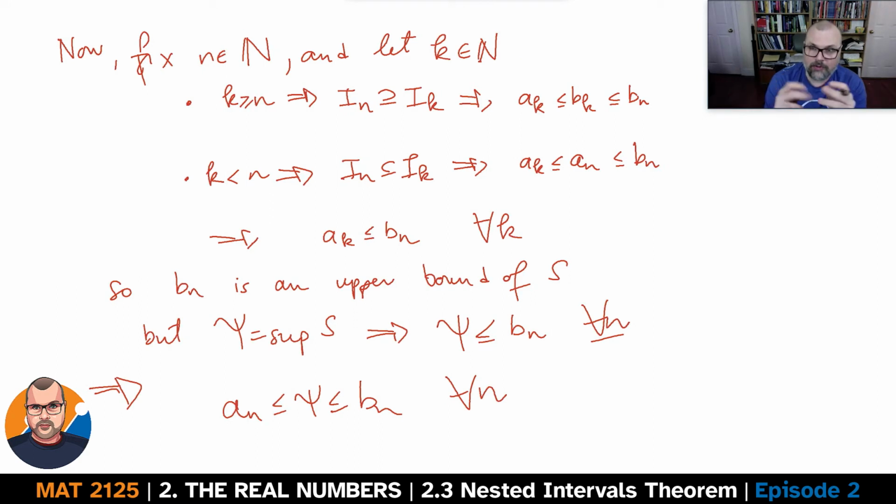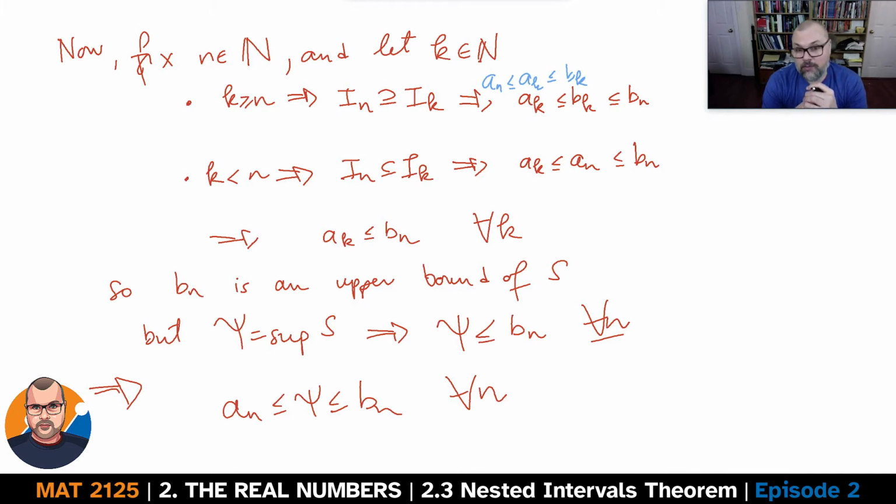You have two options. Either k is greater than or equal to n, or it is smaller than n. If k is greater than or equal to n, In contains Ik, because it's a nested sequence of intervals. And in particular, while here we have a different set of inequalities that interests us, An is going to be smaller than Ak, which will be smaller than Bk, which will also be smaller than Bn, but that's not the part that's interesting to us here. We're talking about a different setup altogether.